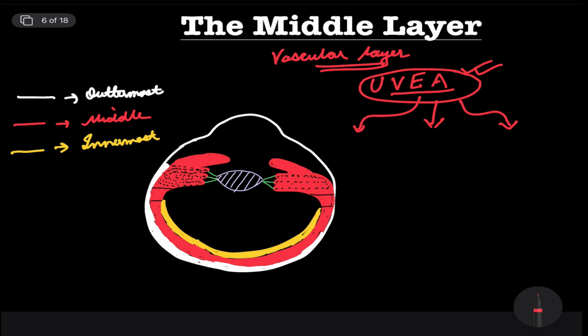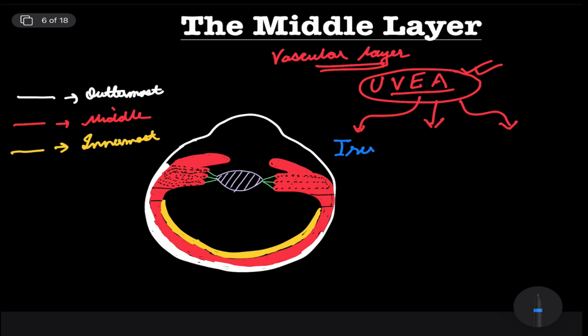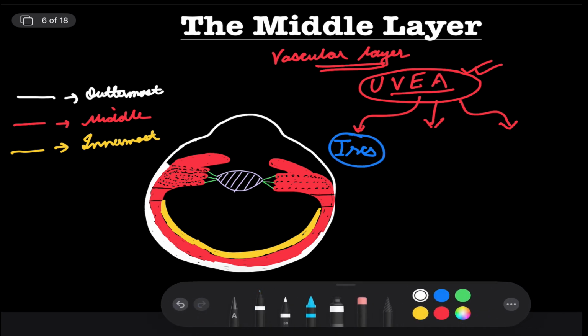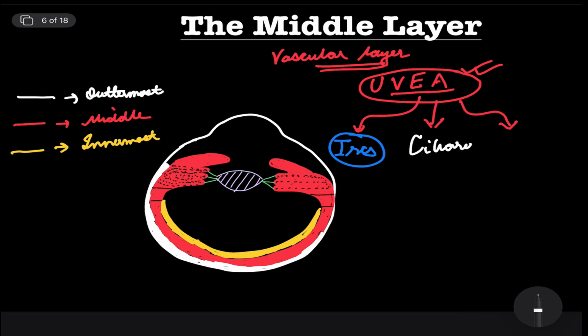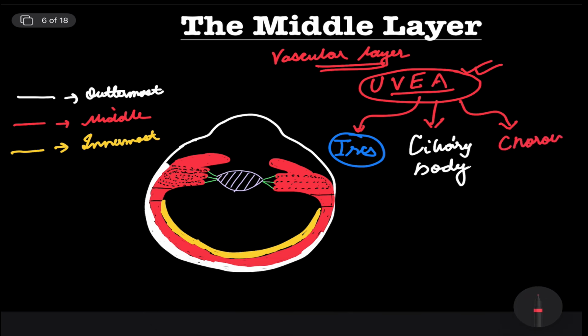What are they? One of those parts I've already talked about, the iris. Let me just do it in blue. Iris. Then the ciliary body. And thirdly, choroid. So these 3 are the parts of the middle layer, also known as uvea. Okay. Now let's look at them individually, or rather let's at least label them in this picture.